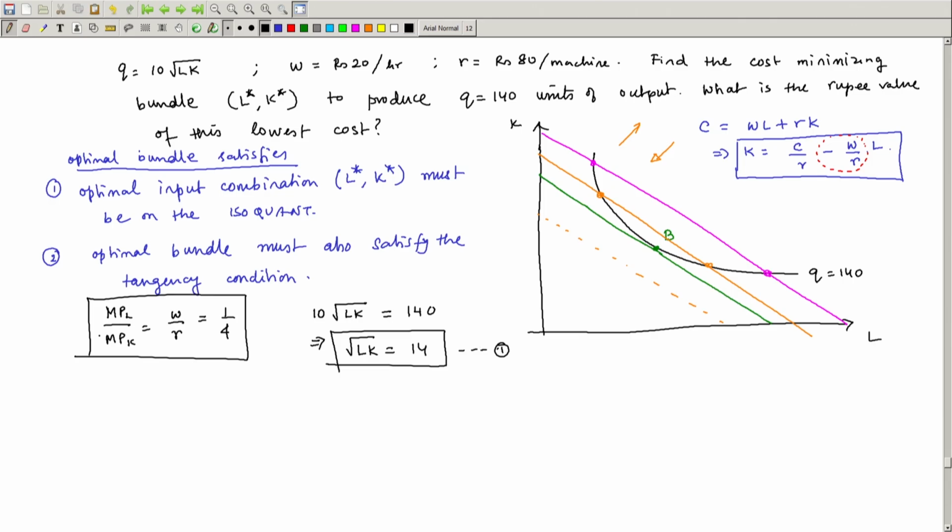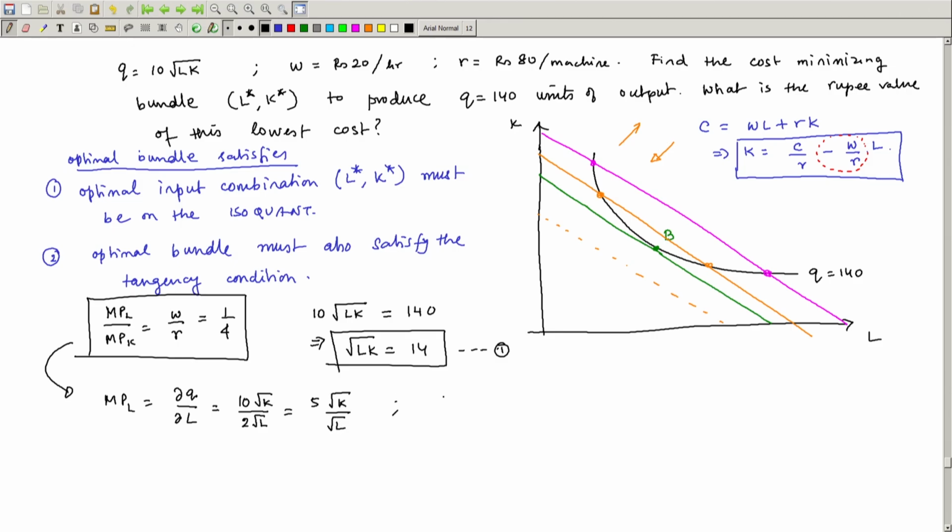The second equation is going to come from my tangency condition. All I need to compute is the left hand side, which is MPL by MPK. Let us look at what MPL is. MPL is del Q del L, keeping capital constant. So, that is the derivative of 10 times square root of LK. I will take the 10 and the square root of K outside. The derivative of root L with respect to L is going to be 1 upon 2 root L. So, this is going to give me 5 times square root of K by square root of L.